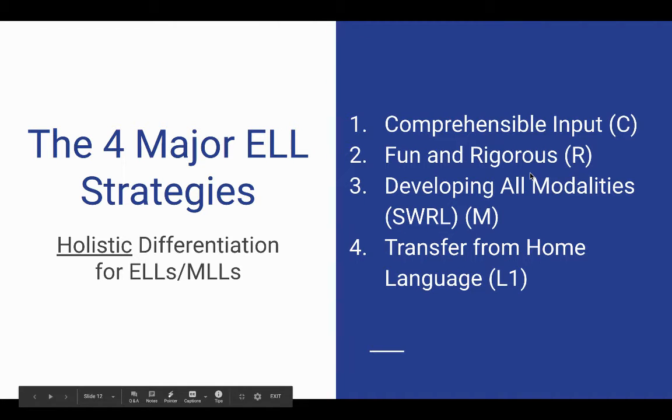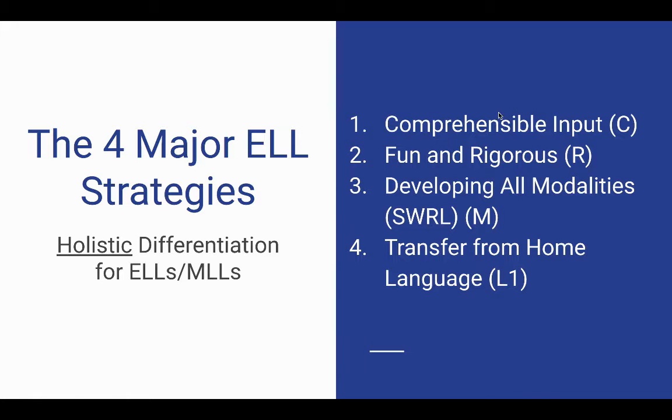All right, so finally, the 4 major ELL strategies. These 4 here on the right are a group. It's a group of ways that you can holistically differentiate ELL instruction. The first is the understandability of it, or the comprehensibility of it, of the input that you're giving to ELL. We're going to label that C. Is it fun and rigorous? That would be R. Developing all modalities, that would be an M. Modalities, if you don't know, are the speaking, writing, reading, and listening portions of your lessons. And then the 4th one is how transferable is the home language into the new language.